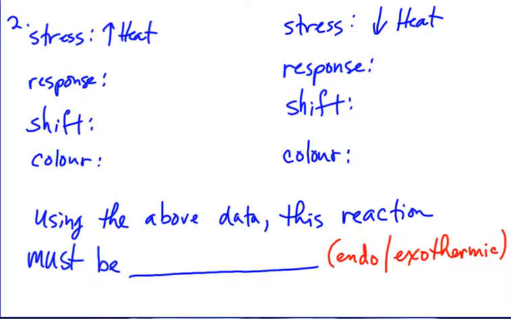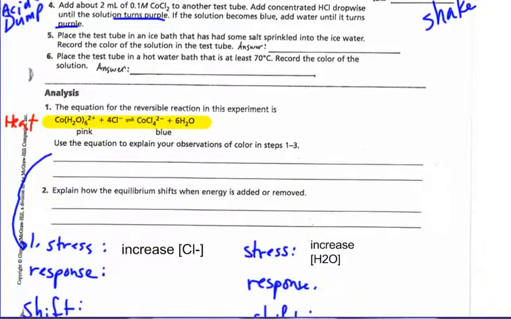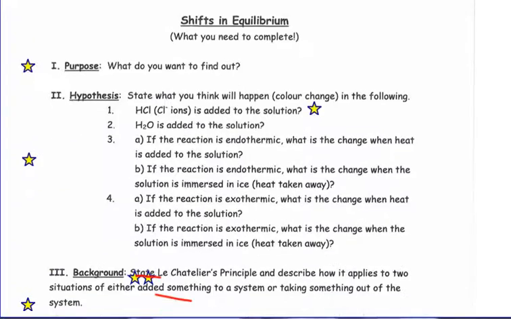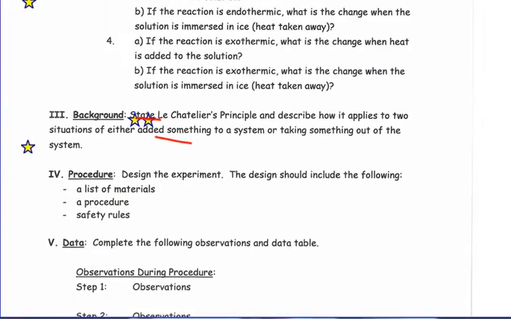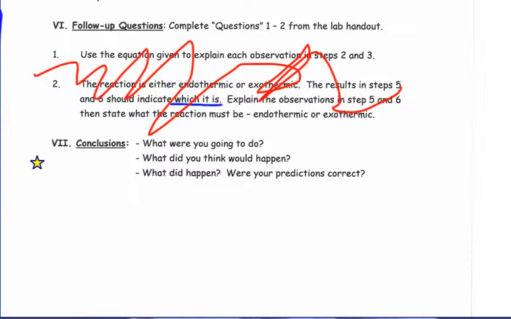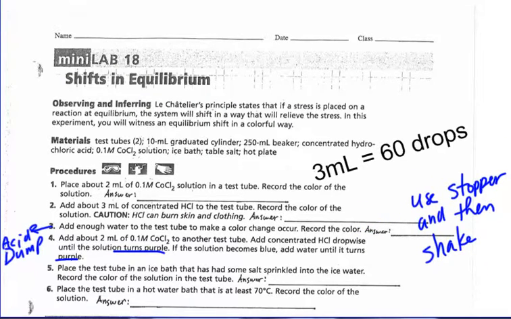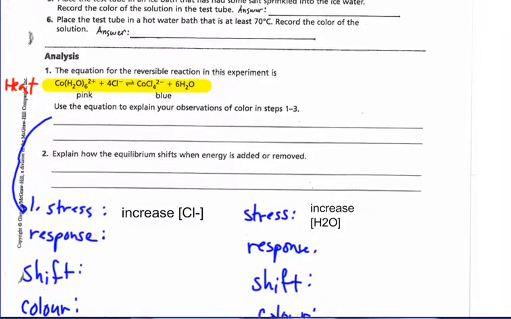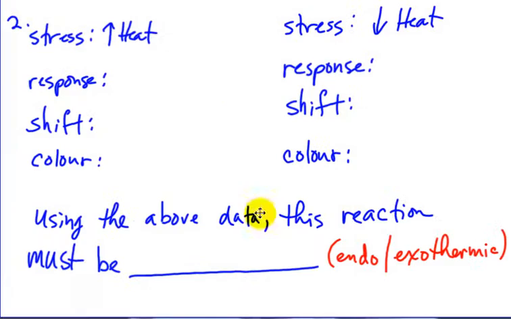And then the last sentence here will be using this above data and the hypothesis predictions. It must be either endothermic or exothermic, so make sure you answer that. Okay, so that is the lab there, and the items you need to complete are: purpose, hypothesis, background, and the conclusion, and of course filling in these underlines here as you're doing the experiment and answering these questions number 1 and number 2.